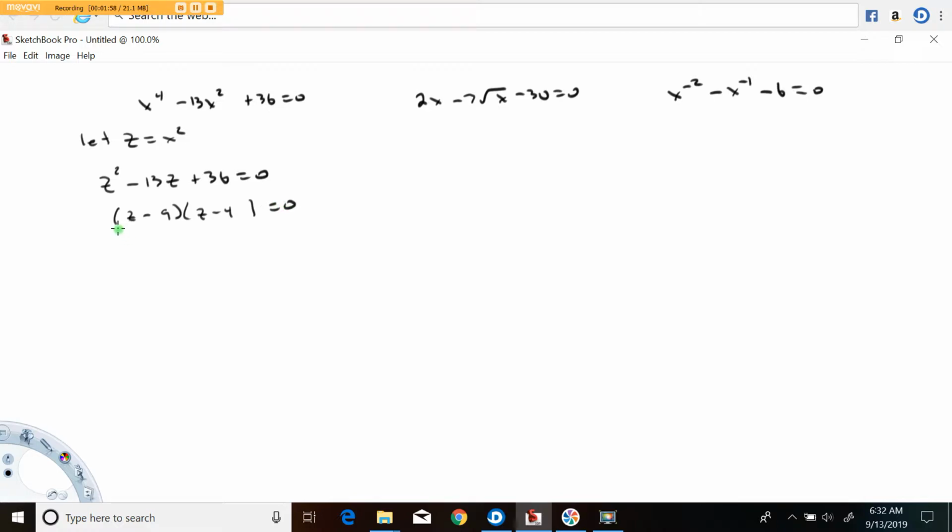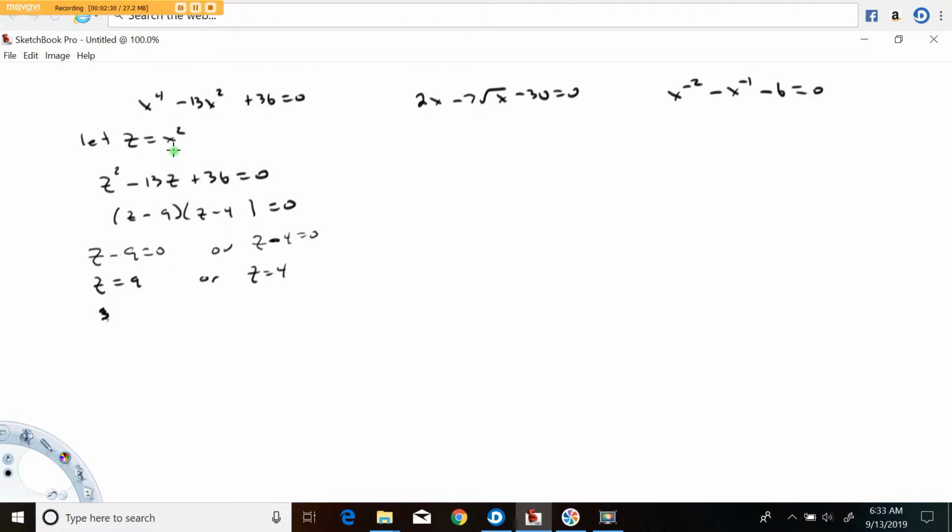All right, now we have the product of two things equaling 0, so either z minus 9 is equal to 0, or z minus 4 is equal to 0. Taking these one at a time, z equals 9, or z is equal to 4. Now remember, z is not what we were after. We were after x. So now we have to back substitute.